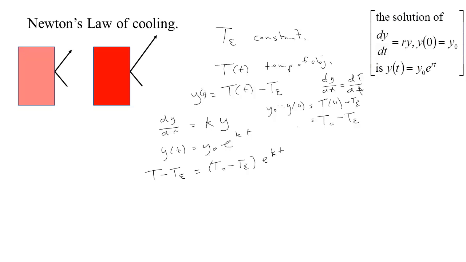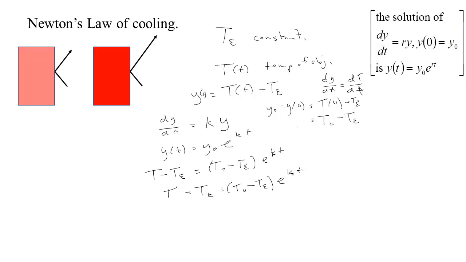Now we're expecting k to be negative because if y is big, that means the object is warm and we would expect it to lose heat. Whereas if y is negative, that means the object is cooler than the environment and we would expect it to pick up heat. So we think this is a negative number. And we have the temperature is the temperature of the environment plus T naught minus T sub e, times e to the kt, where k is negative.